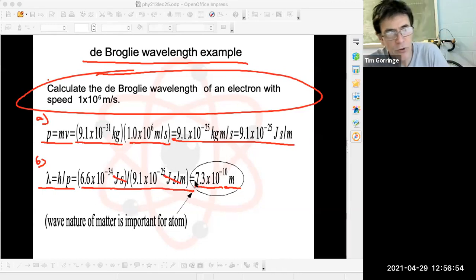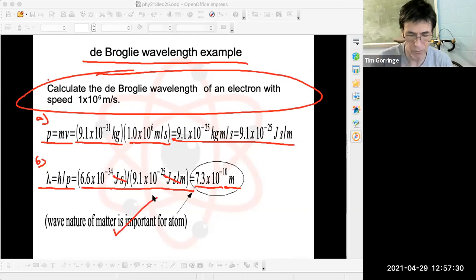Now that's still a small number, but it's not a small number compared to the size of an atom or a molecule. Atoms have that sort of size scale, nanometer size scales. Molecules have that sort of size scale. And so wave-like properties of electrons in atoms are important for the structure of atoms. Wave-like properties of basketballs on basketball courts were not important for the game of basketball.